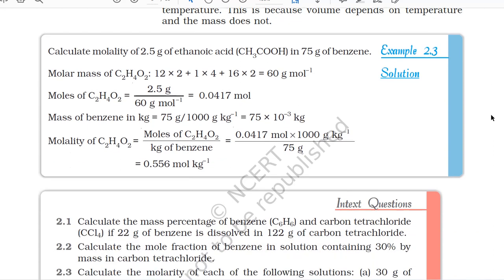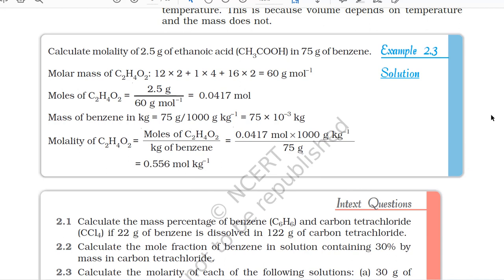Example 2.3. Calculate the molality of 2.5 gram of ethanoic acid (CH3COOH) in 75 gram of benzene. Solution: Molar mass of C2H4O2 is equal to 12 × 2 + 1 × 4 + 16 × 2, which is equal to 60 gram per mole.